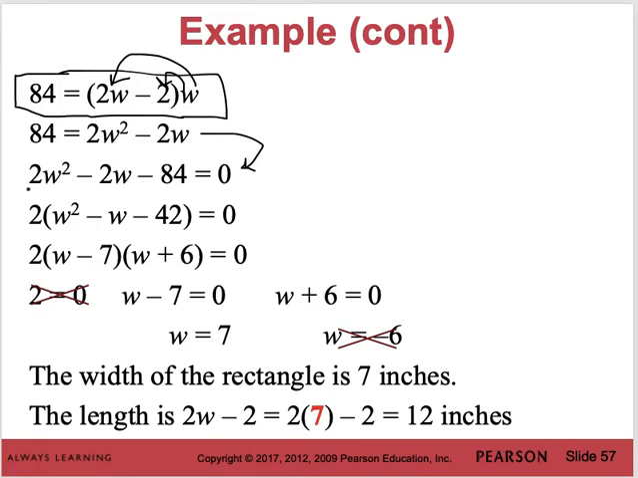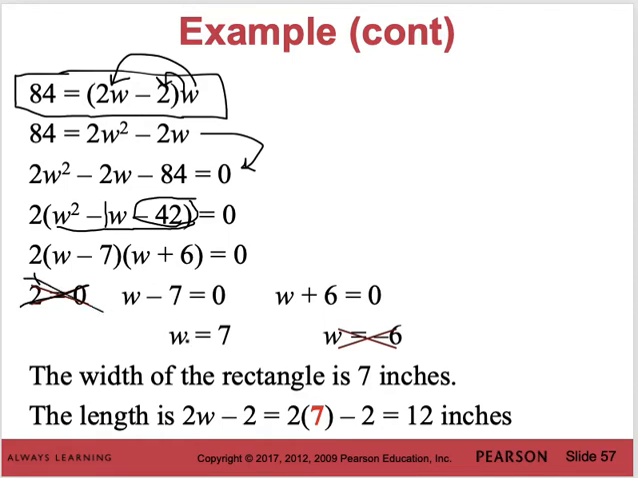Factor out a common factor of 2. Okay. Factor W squared, our trinomial here. 6 times 7 is 42. Negative 7 plus a positive 6 would equal negative 1. And then set all 3 values, not just one, equal to 0. And the only one that originally doesn't work, we can see right away, is 2 is not equal to 0.